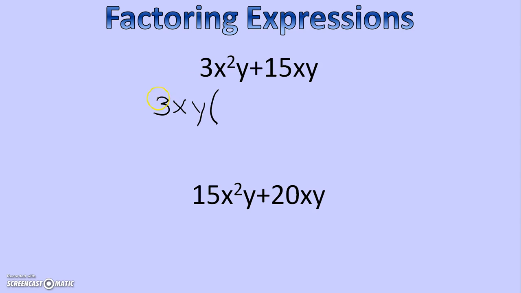When you take 3 out of 3, we're left with 1. Taking x out of x squared, we're left with x. Taking y out of y, there are no more y's left. Now with this term, when we take 3 out of 15, we're left with 5. We're taking x out of x, no more x's. Taking y out of y, no more y's. And this is our factored answer.